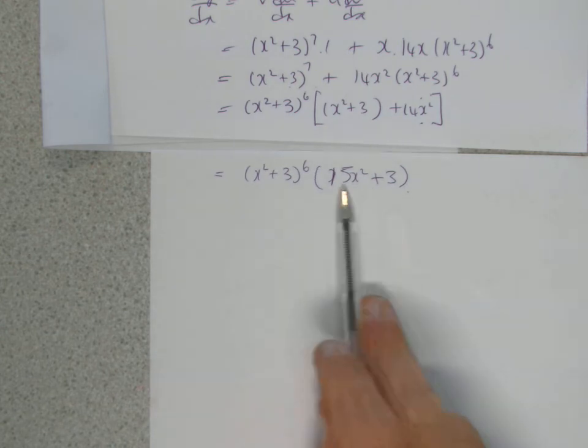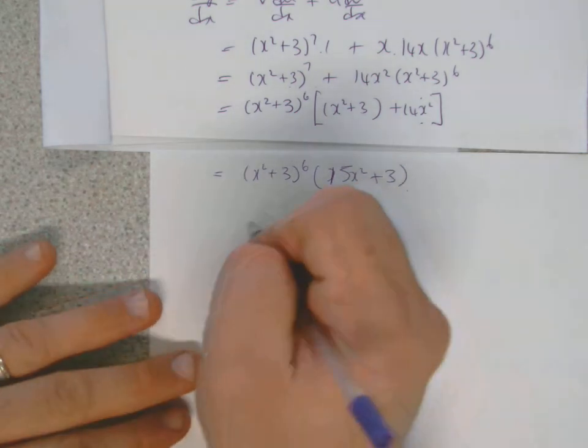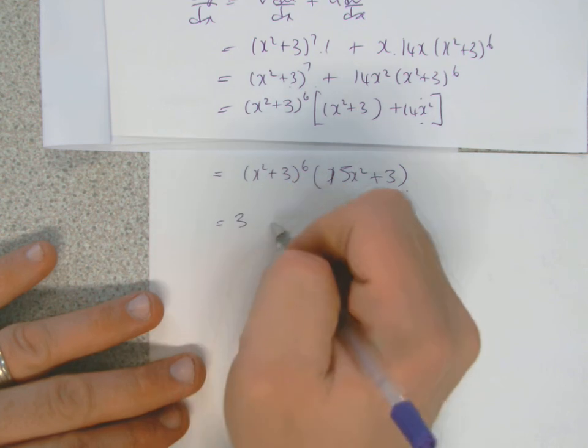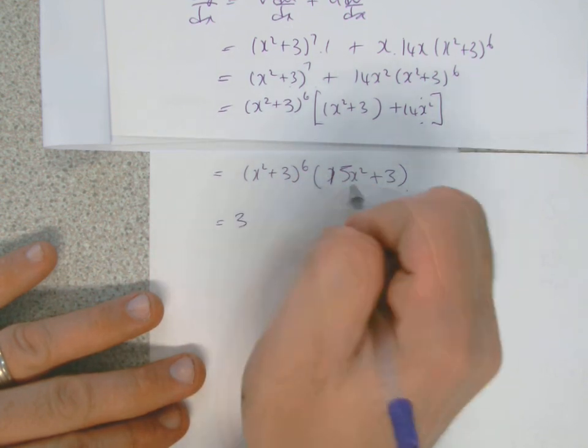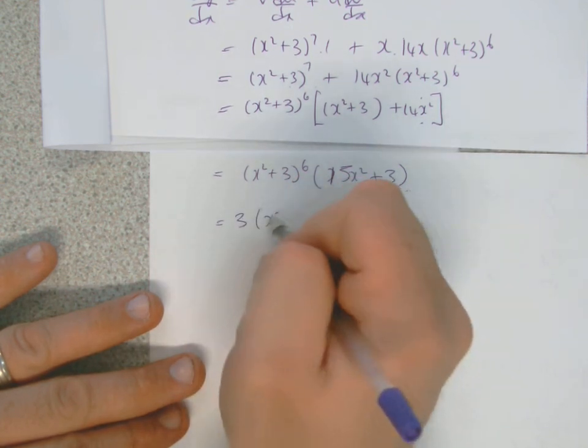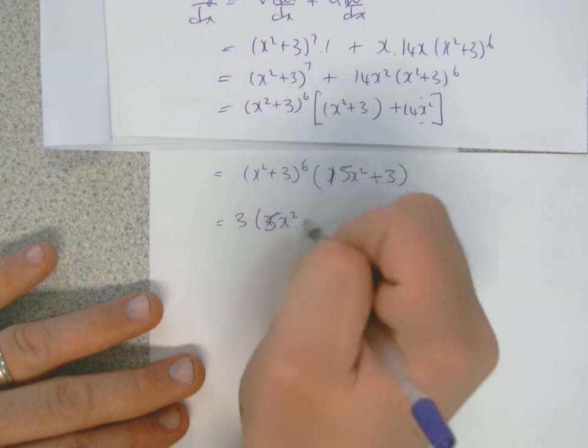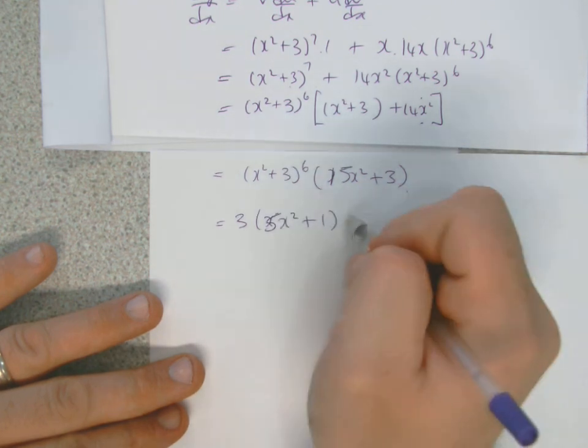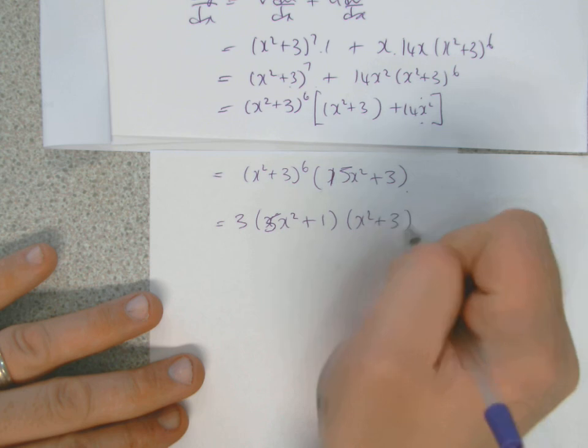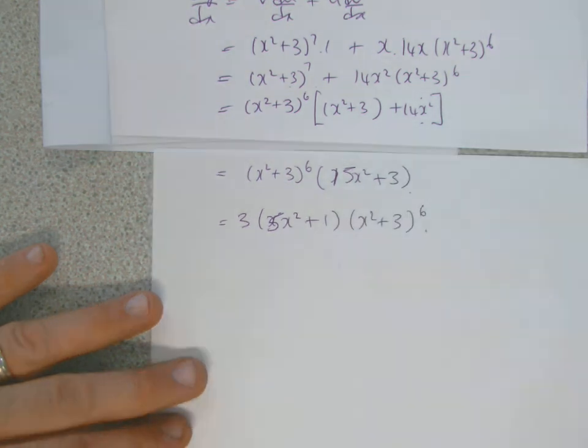We could even take out a common factor of 3 if we were really fussy. So we could take out 3, because 3 goes into both, and that would be 5x squared plus 1. And then you've got your x squared plus 3 to the power 6.